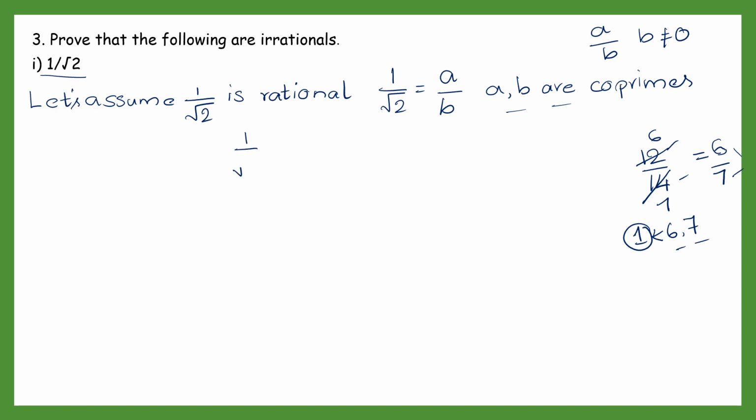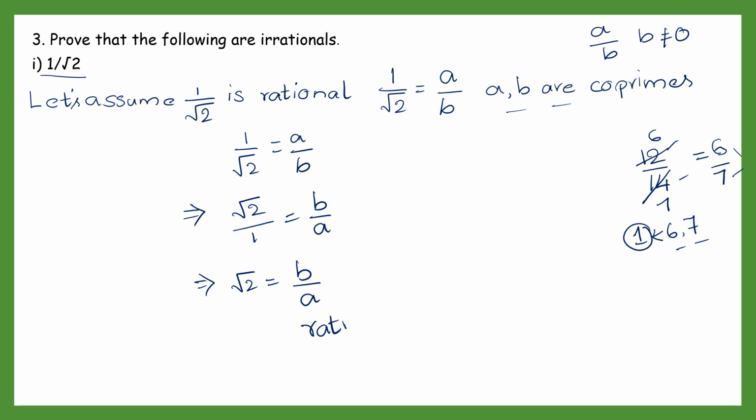Now, 1 by root 2 is equal to a by b. If you take the reciprocal on both sides, it will become root 2 by 1 is equal to b by a. Take inverse on both sides: 1 by root 2 will become root 2 by 1, and a by b will become b by a. That means root 2 is equal to b by a. A and b are co-primes, so b by a is also a rational number. Here you got b by a is rational. That means we got root 2 is rational.